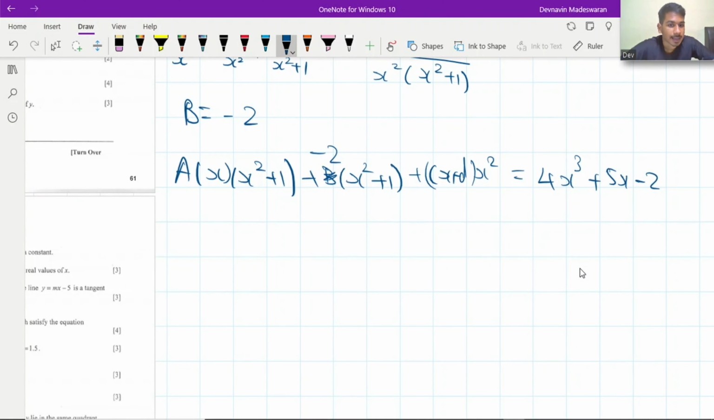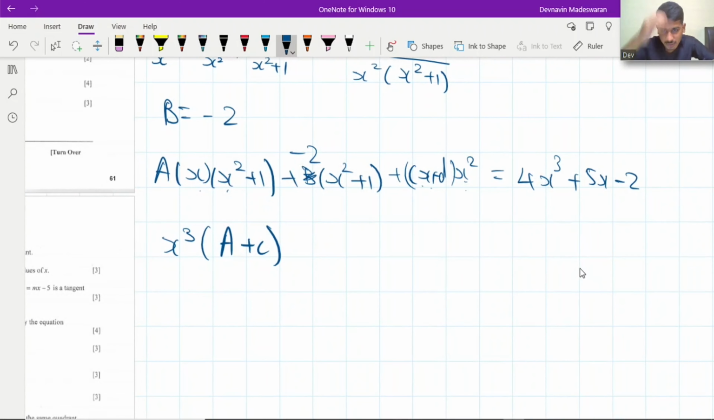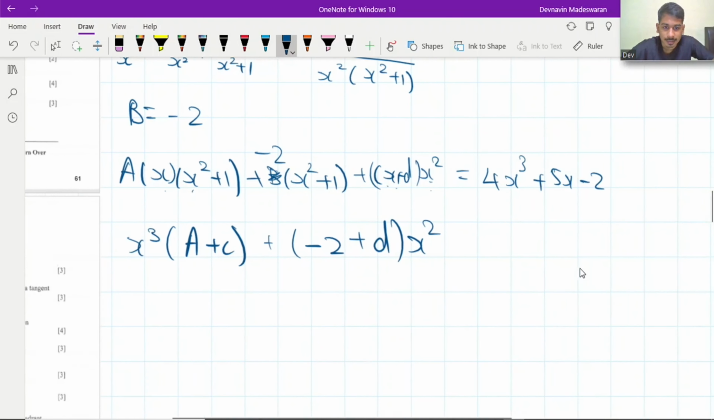So I guess we will do some common factor arrangement. Let's compare coefficients. What are the x cubed terms? This will give us x cubed, which is A, and this is going to give us x cubed, so A plus c. Then let's look at x squared. There is only one x squared, and then there is this thing, so x squared is going to be negative 2 and d. Okay, and then what else do we have?